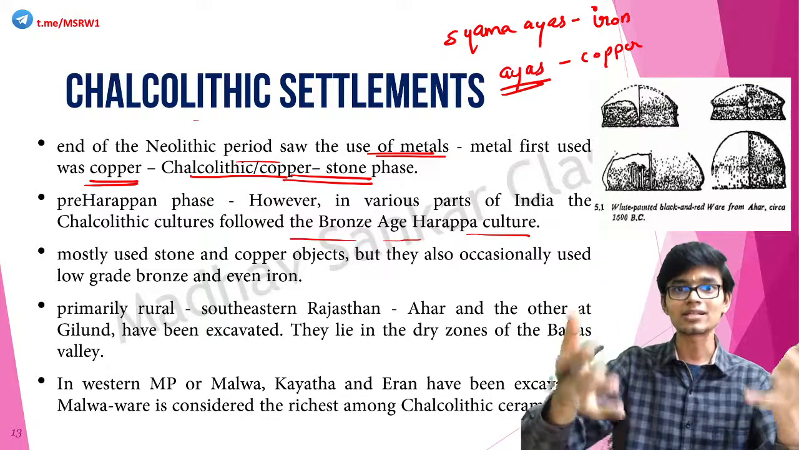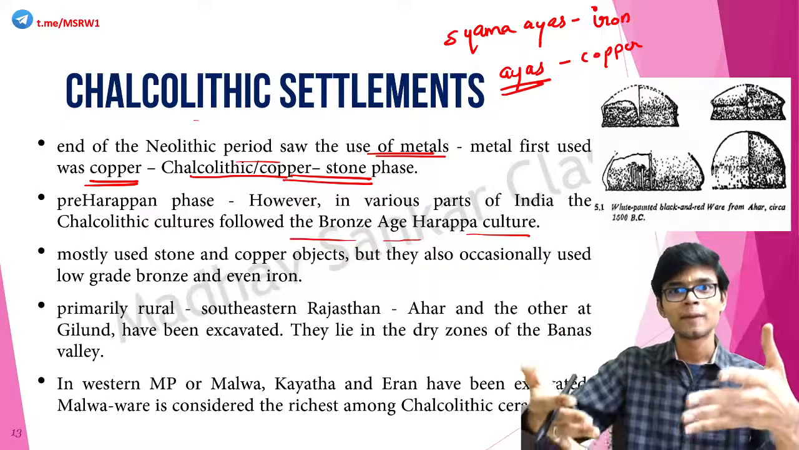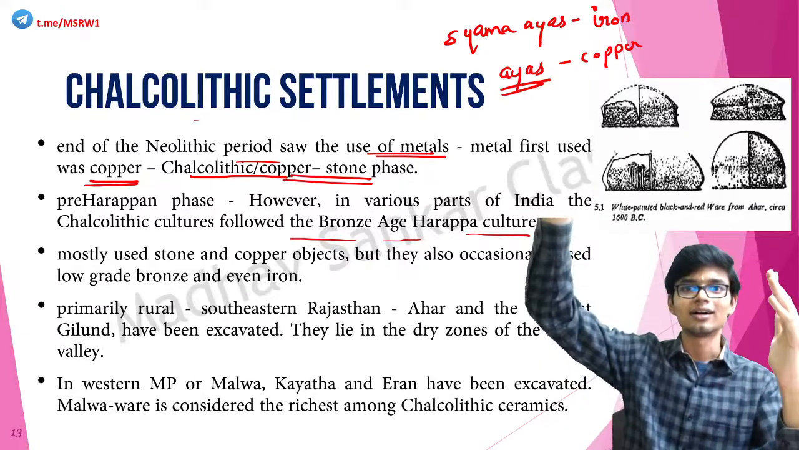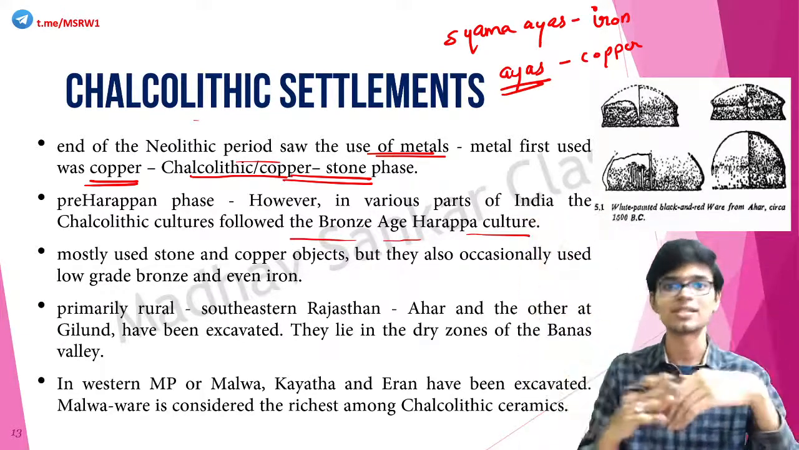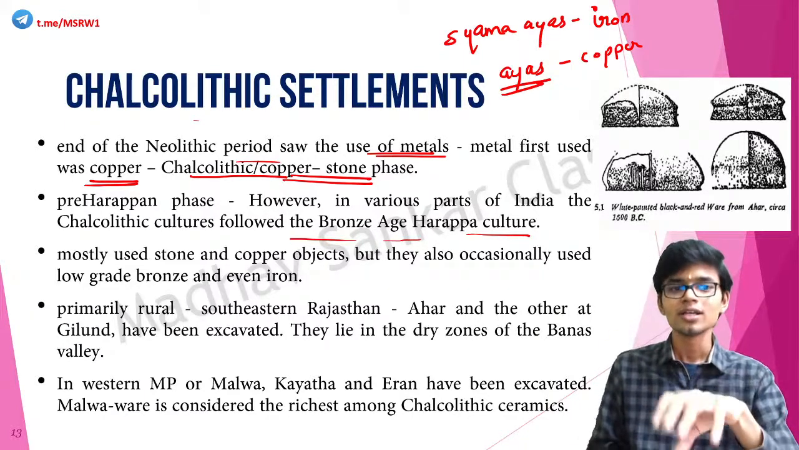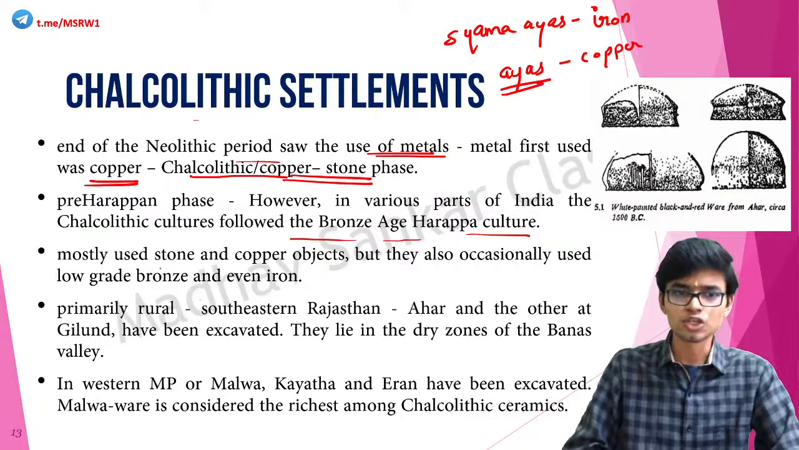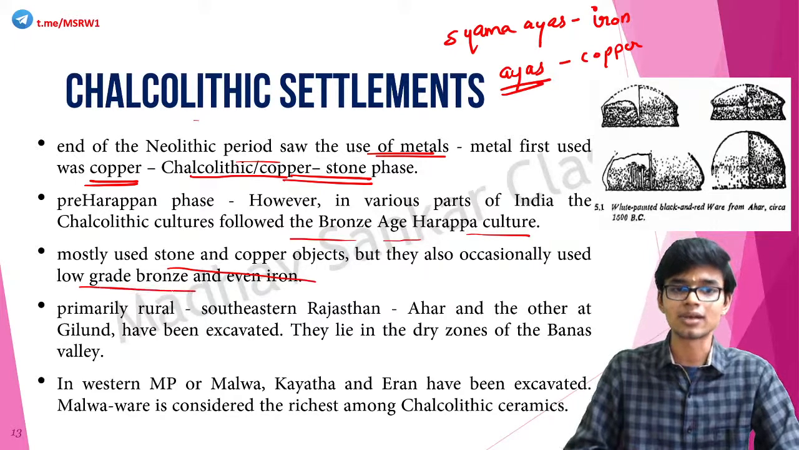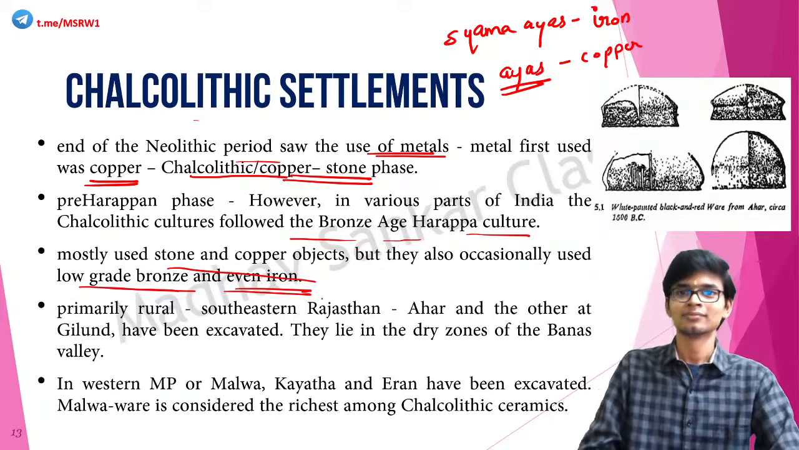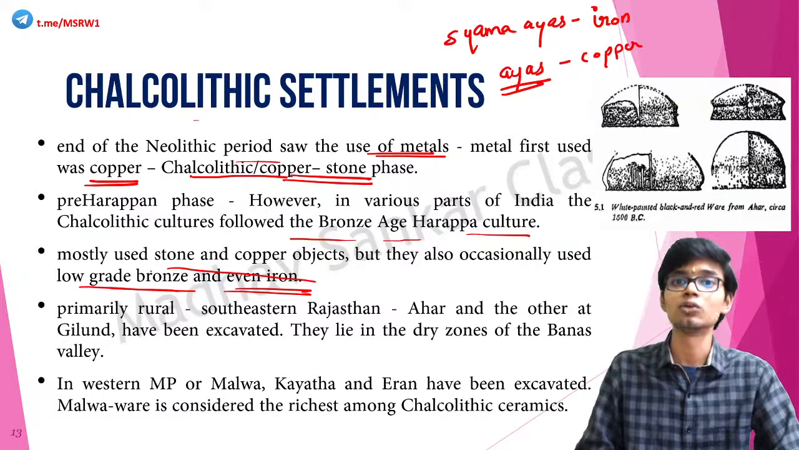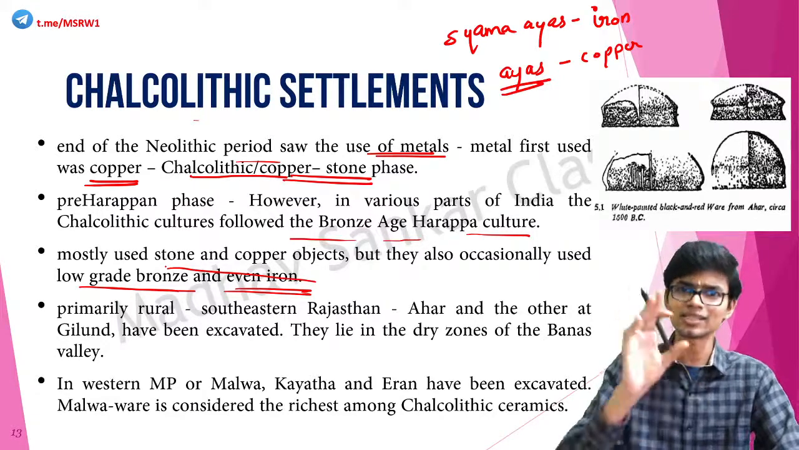Some of these Chalcolithic settlements actually happened after Harappa. But even then, these were not even close to the level of advancement achieved by Harappan civilization. Plenty of reasons are there, but that we will study later on. Mostly, they used stone and copper objects, but they occasionally also used low-grade bronze and even iron. Very important: Harappans did not know the use of iron, but Chalcolithic people actually used iron also. In a small quantity only, but still they knew iron.